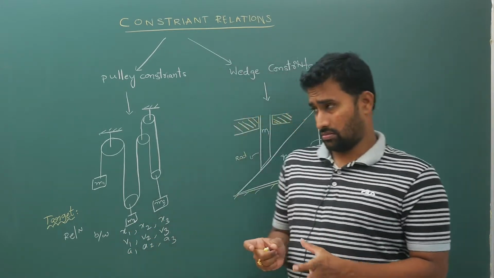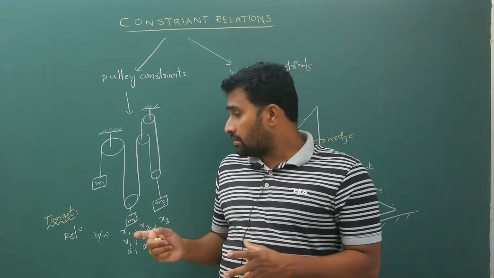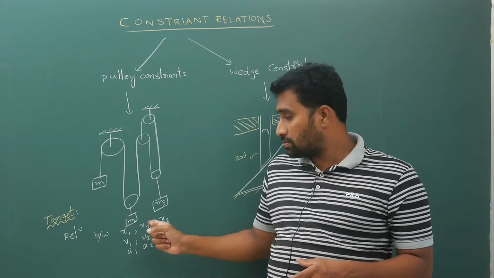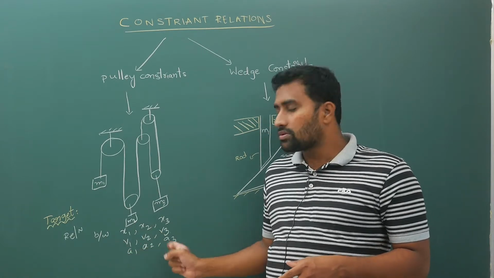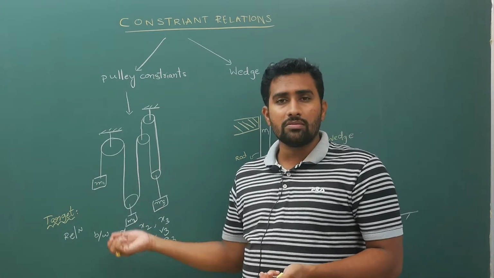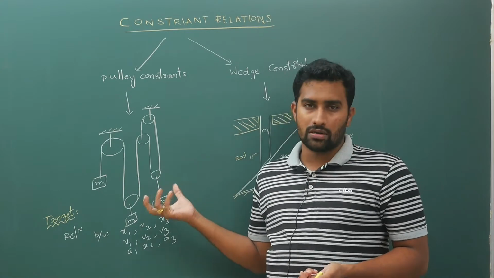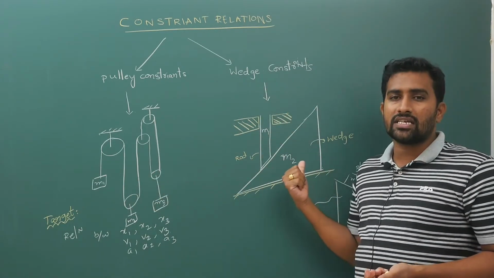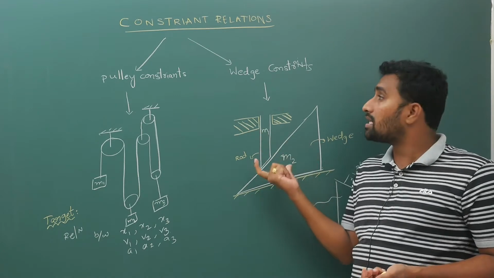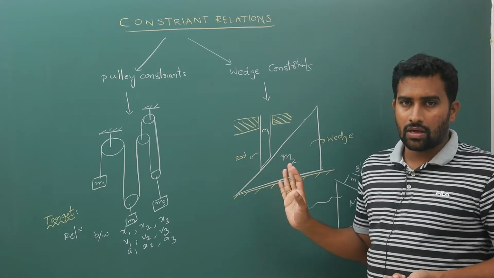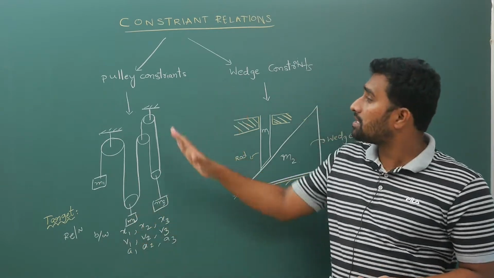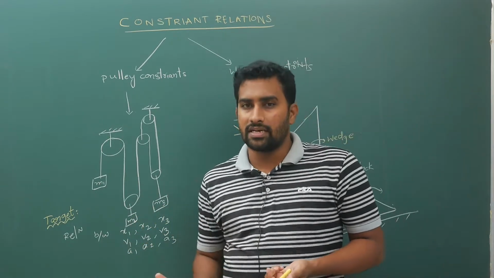Now, in constraint relations, this is your ultimate target: to relate displacements, to relate velocities, to relate accelerations. If one body moves by x, how much does the other body move? If this comes down by y, how much is the displacement of the wedge in the x direction? These are the conditions that you have in constraint relations: to relate accelerations, velocities, and displacements.